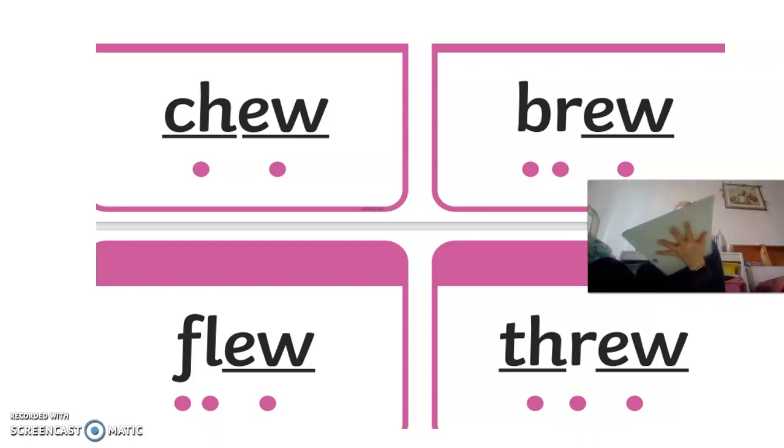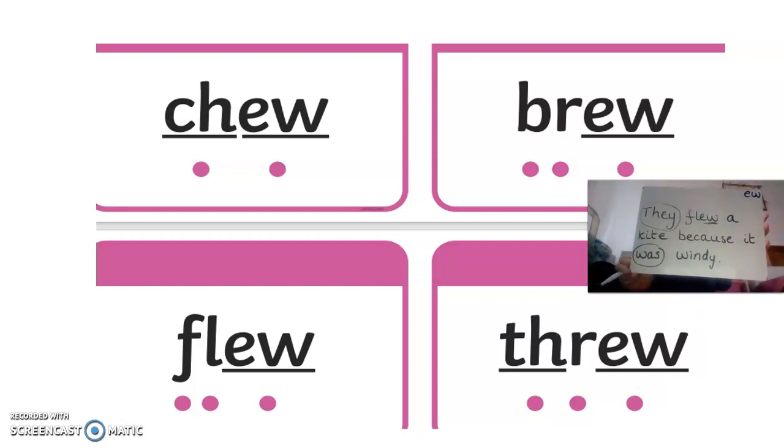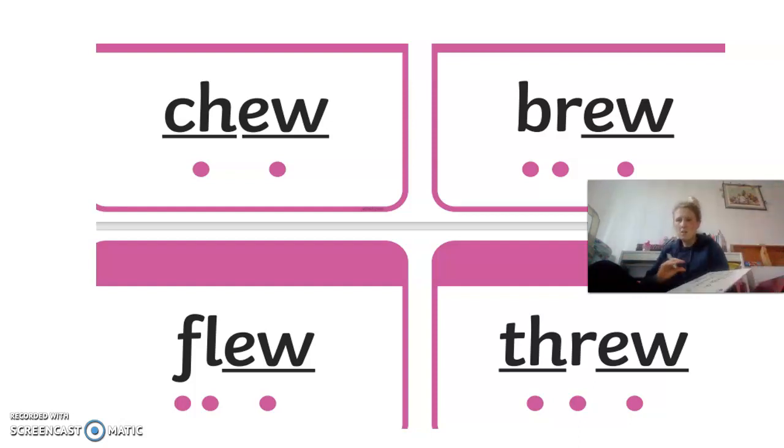I'm going to put a circle around my focus words that we've been doing today. I'm going to put a circle around they, because that's the one we've been trying to put into a sentence. And I'm going to circle the word was, and I'm going to underline the digraph oo. They flew a kite because it was windy. Well done. I think you've done amazing there.